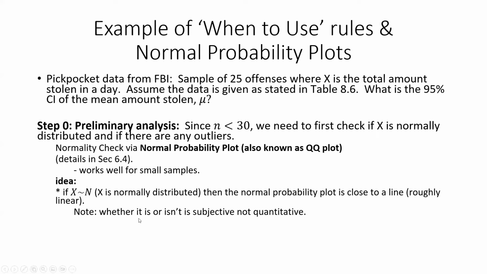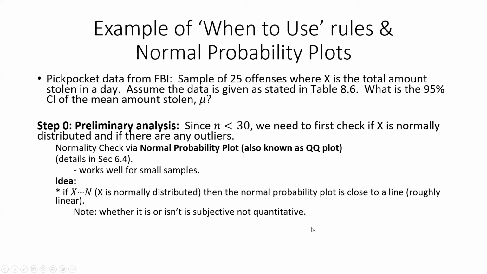Note that this decision on whether it's roughly linear is subjective and not quantitative. That's one of the drawbacks of the QQ plot, that you just have to eyeball it. There's no measure of how linear it is. It's not like a correlation coefficient is given. You could probably calculate one, which may not be a bad idea, but in and of itself, you just decide if it's roughly linear.